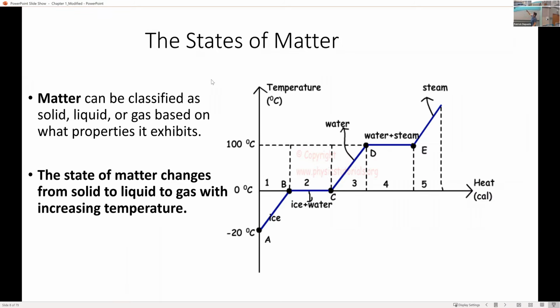You have temperature on the y-axis, going from freezing cold ice all the way up to boiling water. And on the x-axis, you have the heat, right? So the amount of thermal energy that's being put into this system. And this system, let's say, is an ice cube.